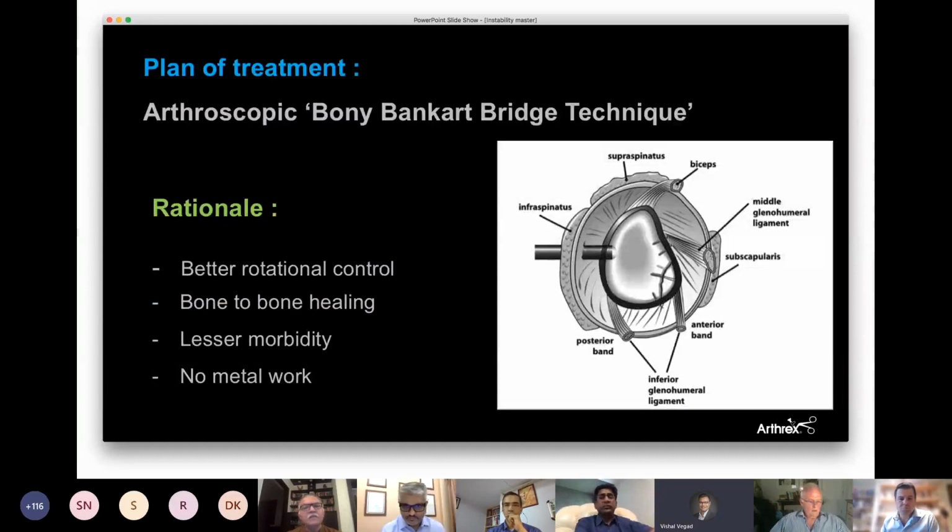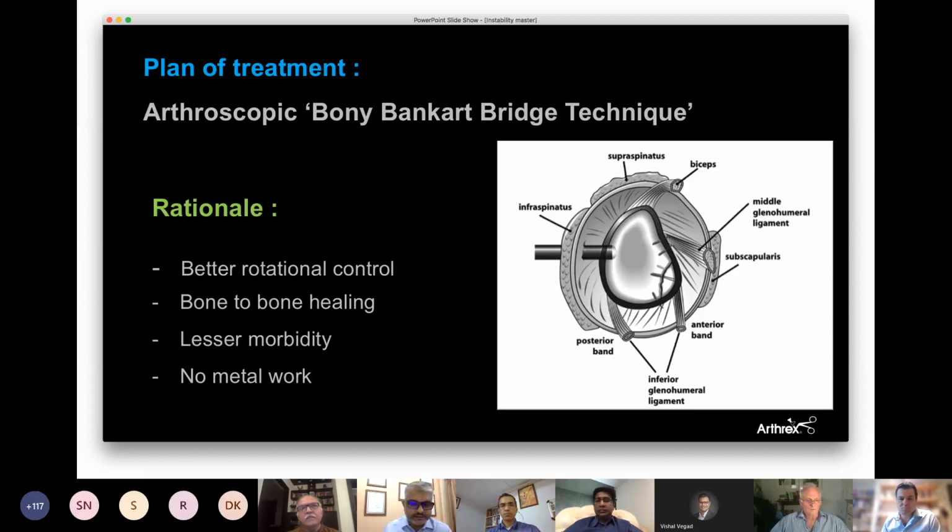Okay. Vish? Right, so yes, absolutely. And yes, that was what my choice was as well. And I was someone who was formally trained in a beach chair. I've done these in beach chair, and trust me, it's a struggle as compared to the lateral position, because you need that distraction both in a medial lateral direction as well as a superior inferior direction.